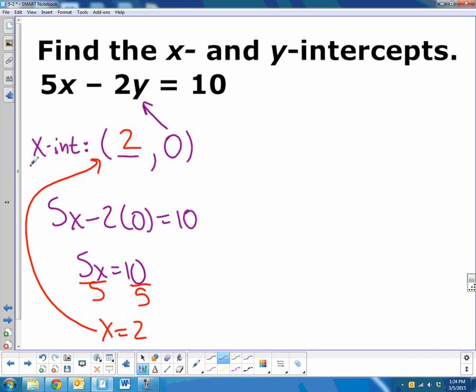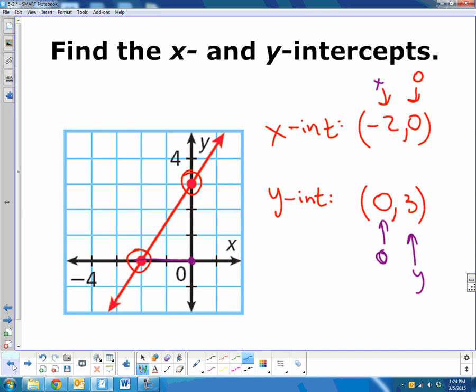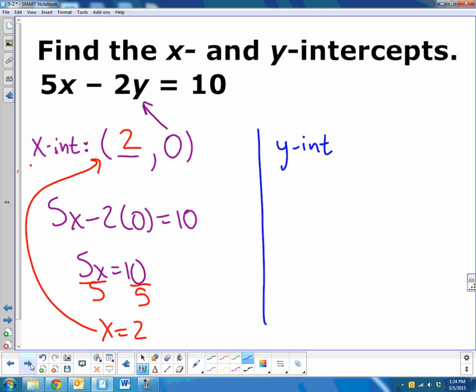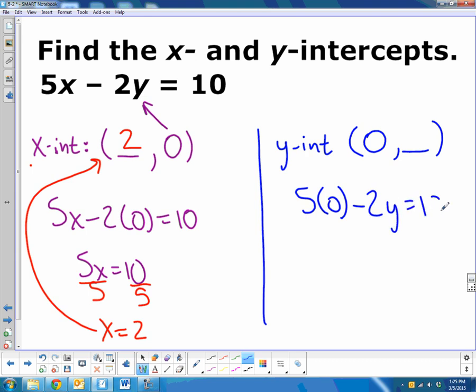We found the x-intercept. Let's try the same thing for the y-intercept. Based on what we said a little bit ago, if I'm trying to find the y-intercept, y has to have a value, and x has to be 0. So looking back at my equation, that's the y-intercept. If I use my equation, x is 0, and y is going to have some value.